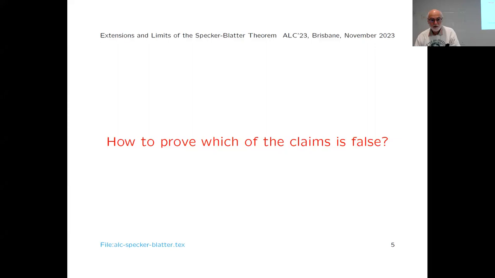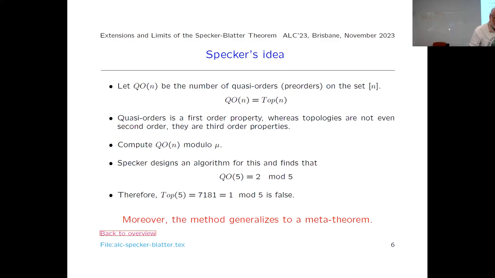Specker's idea, taken from the Evans-Harari paper, was that the number of quasi-orders over an n-element labeled set is the same as the number of topologies. This is an exercise in finite topology. Quasi-orders are a first-order property of a binary relation, whereas topologies are not even second-order, they are third-order properties over the sets.